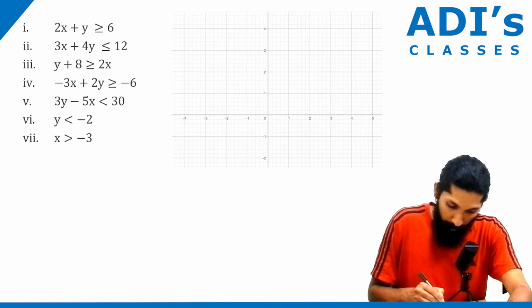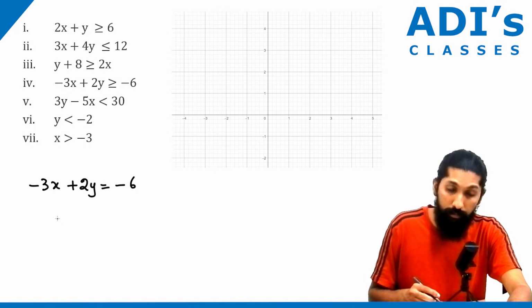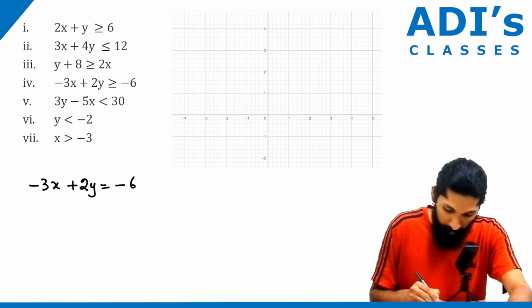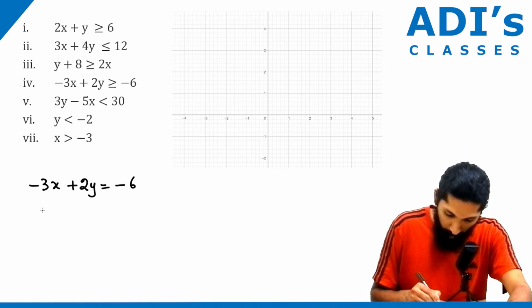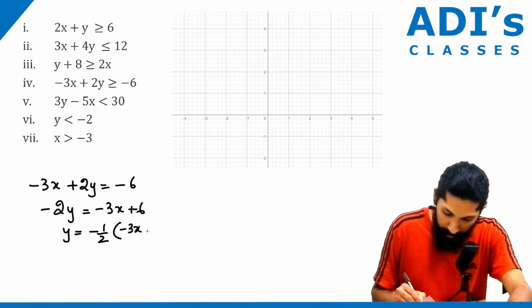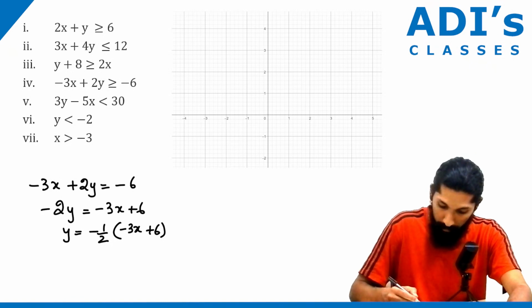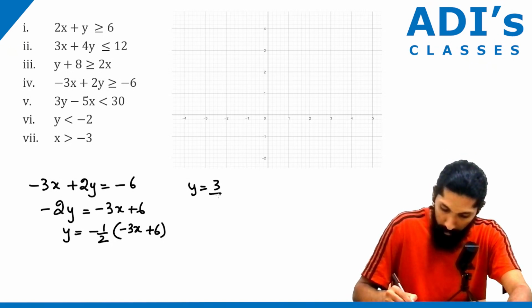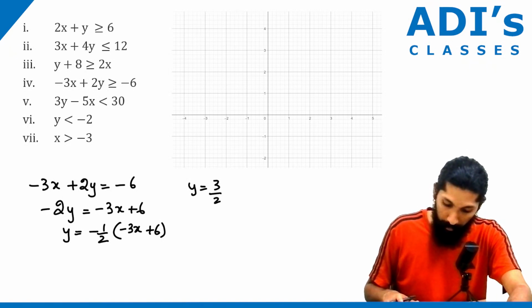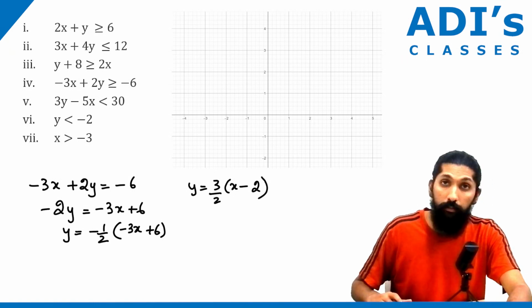See the fourth one. You have minus 3x plus 2y again is equal to minus 6. Take the 2y that side, take the 6 this side. You are going to get minus 2y is equal to minus 3x plus 6, or y is equal to minus 1 by 2 into minus 3x plus 6. Generally, we keep the x value positive, right? So, take minus 3 outside, you will get y is equal to 3 by 2, because the minus and minus cancels. 3 by 2 into x minus 2. Correct?